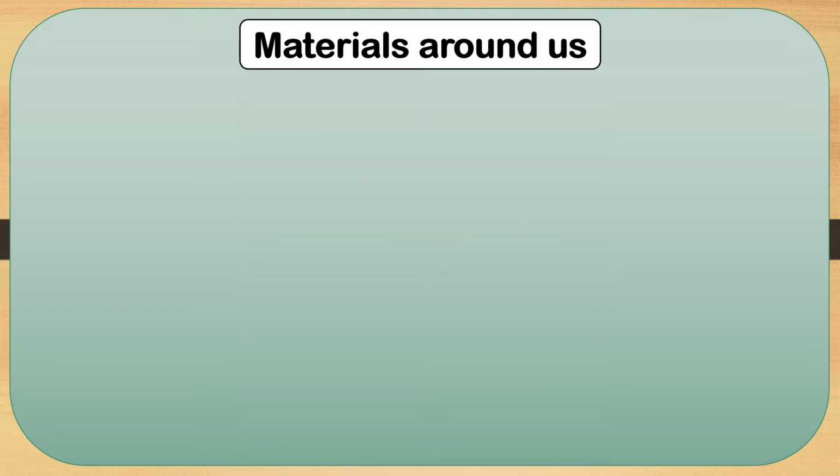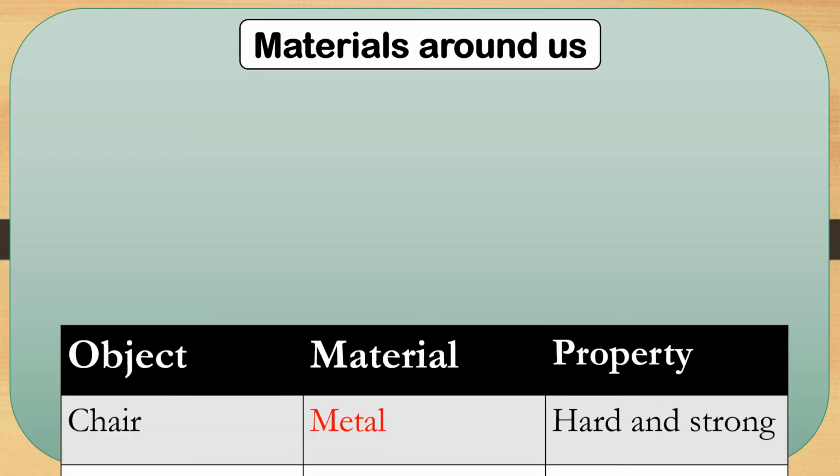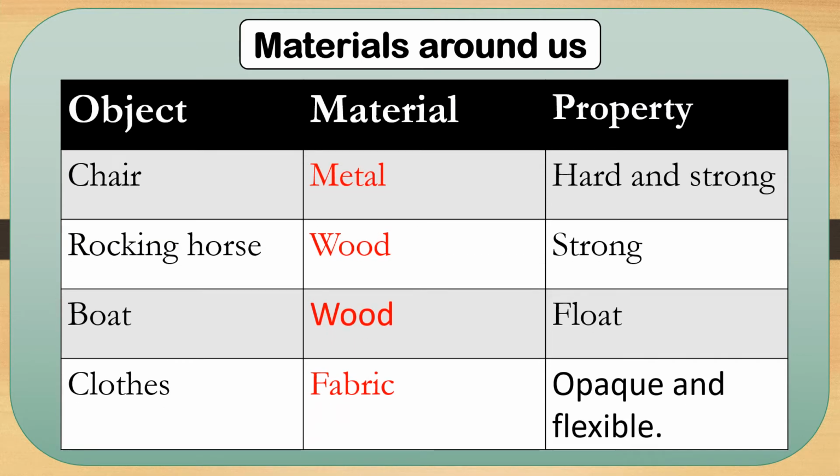That's good. So students, last time we looked at materials around us. And examples, we looked at these. We have object, material, and property. One, we have chair. The material is metal. Property, hard and strong.